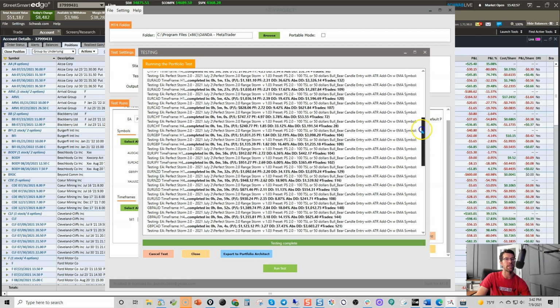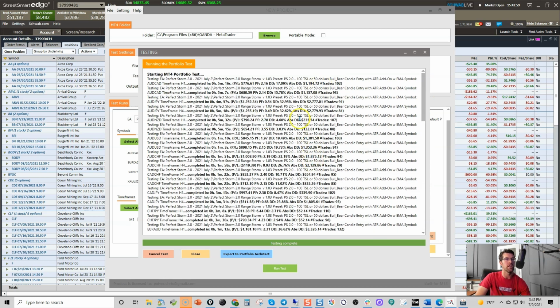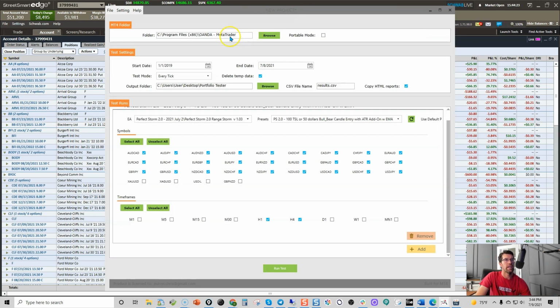And I went in and traded all 28 currency pairs with various presets. Now, all I had to do was set this up right here. And I just find that I have my MetaTrader folder here. I will copy all these into a spreadsheet in addition to a PDF that is Portfolio Architect. And then I just have to find my preset.